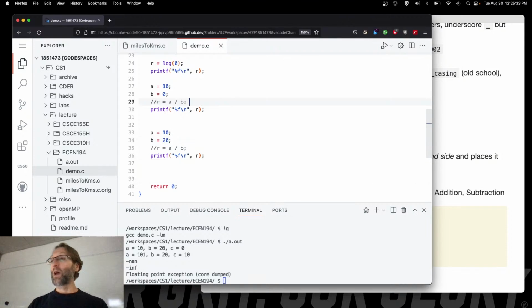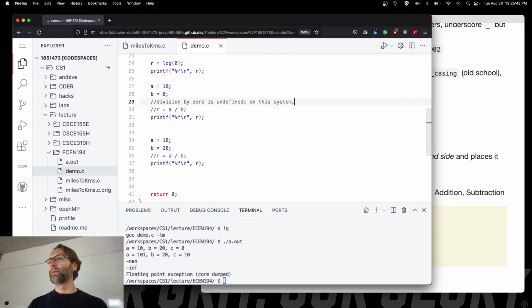So I will note here, though, that division by 0 is undefined. In this case, on this system, it kills the program, right? You can actually set up what's called a trap. If this ever does happen, then you can redefine what happens instead of the entire program dying. You can say, if this ever happens, call that code over there. That goes beyond what we're doing here, though. All right. That should work.